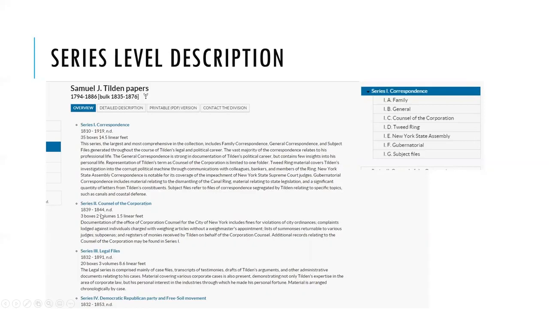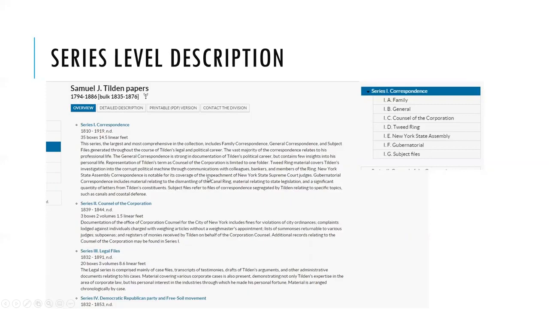You would know that there are some materials about the counsel of the corporation, that there were legal files, and generally how many legal files there were. So a little bit more detailed information, but still you don't know what's in each of these 35 boxes. You don't know what's in each of these 20 boxes.